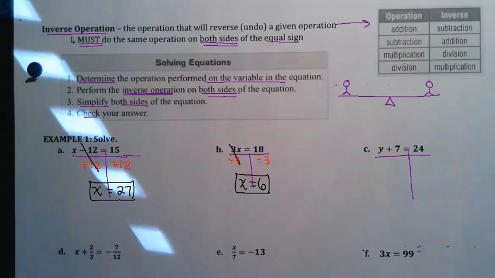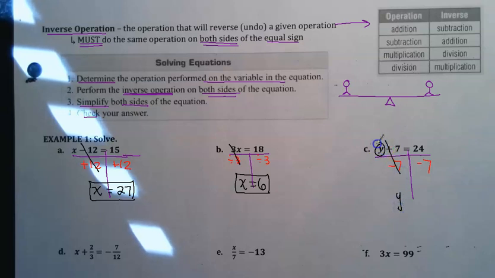Okay, what's being performed or done to the y? Well, we're adding 7 to it, so we're going to do the inverse. What is the inverse? Good, subtract 7 on both sides. Okay, plus 7 and minus 7 are going to cancel, which gives us just y here. That's left. Our equal sign, 24 minus 7 is, good, 17.